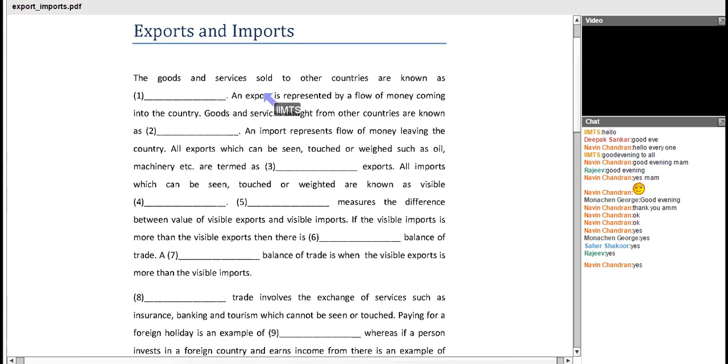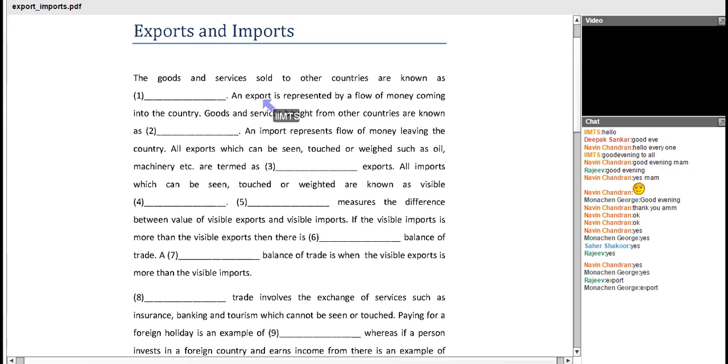So the first is, the goods and services sold to other countries are known as dash. What is it known as? Export. Exactly, it's export. Good evening, Prabha. Welcome to class. We are having a quick revision of what we did in the previous class, last Sunday's class, with the help of this exercise.